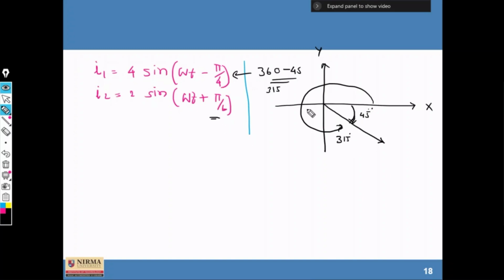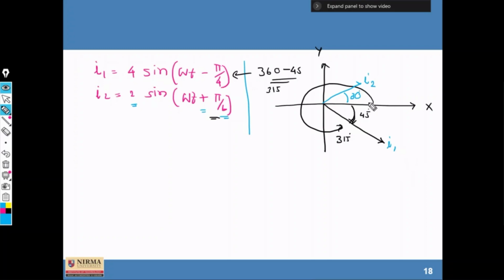Now this is plus. So we know that with respect to the x, the other quantity is the leading quantity here, and this is an angle of 30 degrees because it is pi by 6. What is the magnitude here? The magnitude is 2 here, so we can draw the magnitude as 2. This is 2 compared to this 4. We can represent this as current I2 and this is current I1.